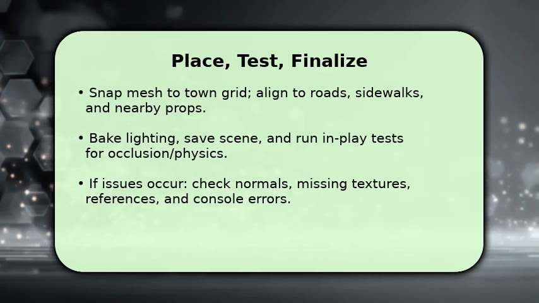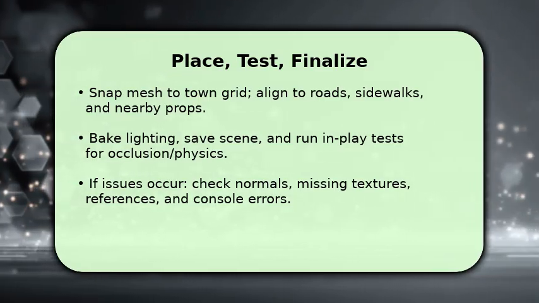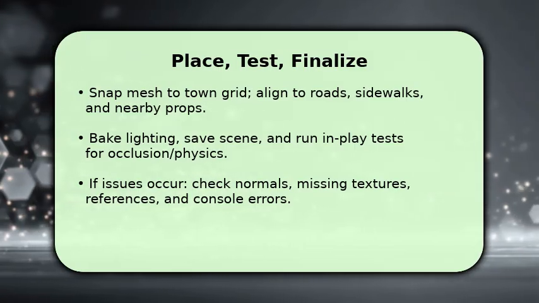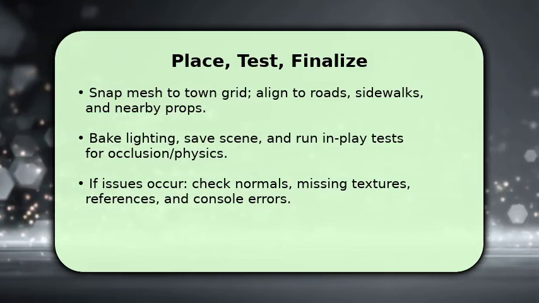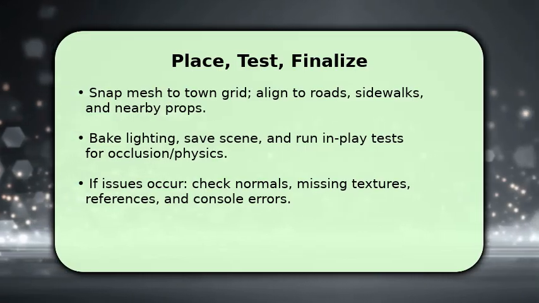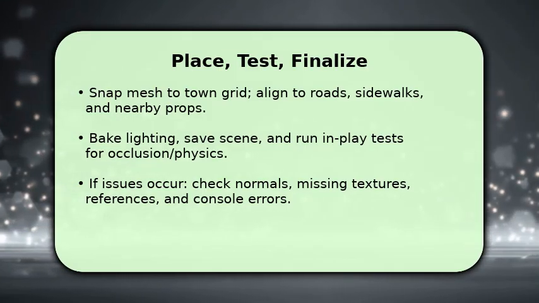If the mesh is invisible or looks wrong, inspect normals, missing texture references, scale, and console error messages. Re-import or fix material links and retry. This final pass closes the loop and prevents regressions in the live environment.